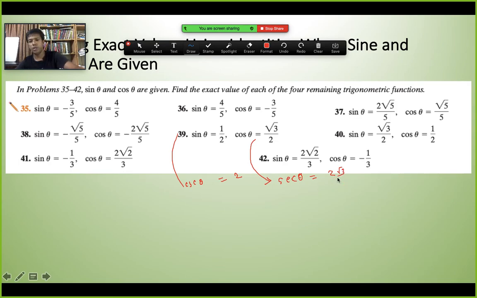How did it come? First of all, it became 2 by root 3. Then to remove the root from here, you multiply both up and down by root 3. Then root 3 here. So it becomes 2 root 3 divided by 3. 2 root 3 divided by 3. So this way we get it.